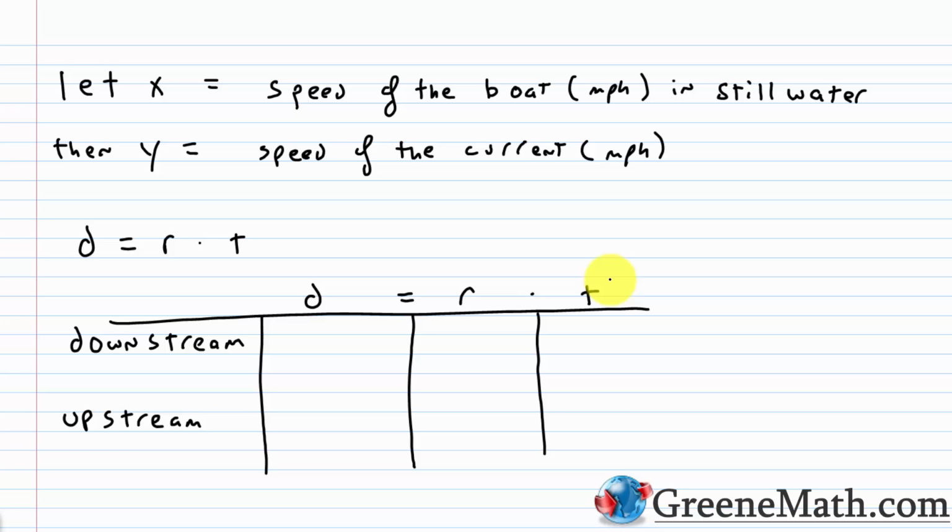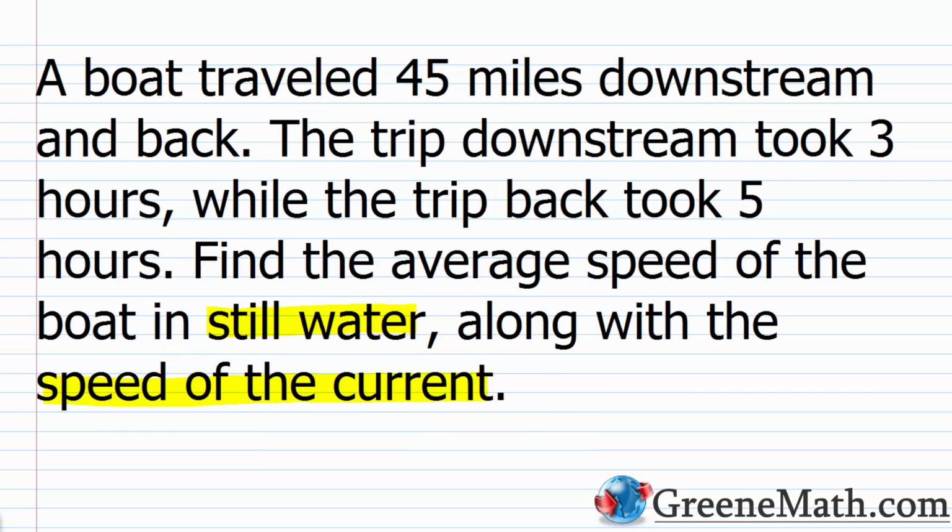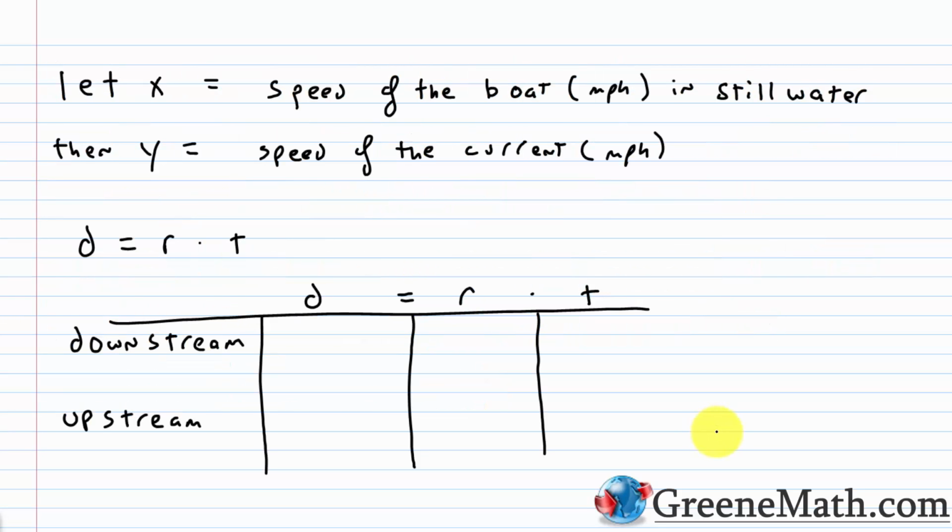So downstream, when we're doing our trip, let's go back up. The boat traveled 45 miles. So that's the distance. So downstream and back. The trip downstream took 3 hours. Let's just stop there. So we're given a distance of 45 miles. So we know that. 45. The rate of speed, we're not given. We can use our variables to work with that. But the time we are given.